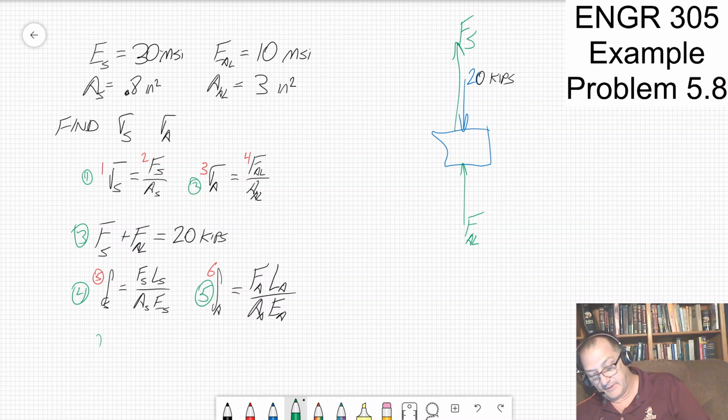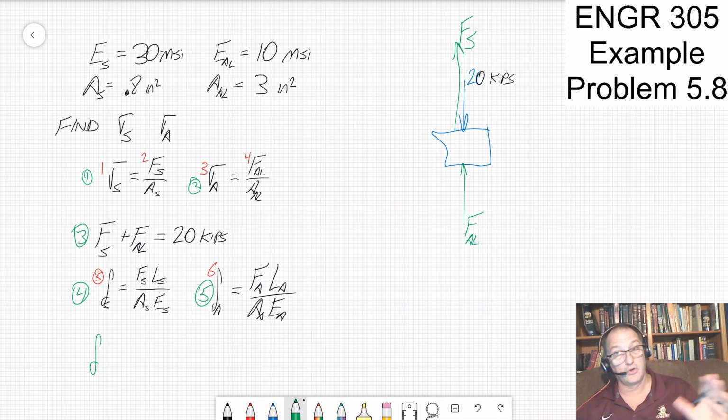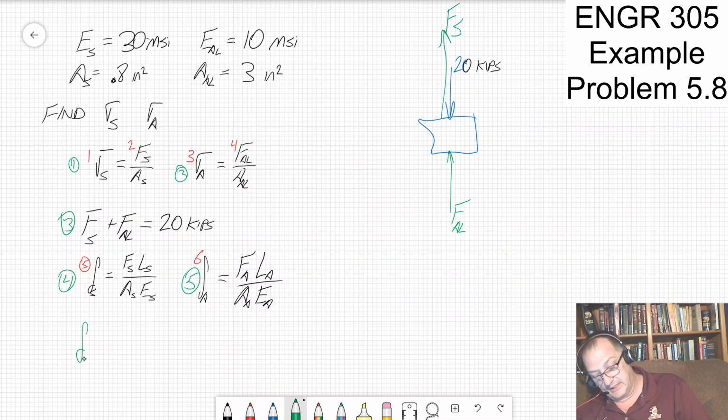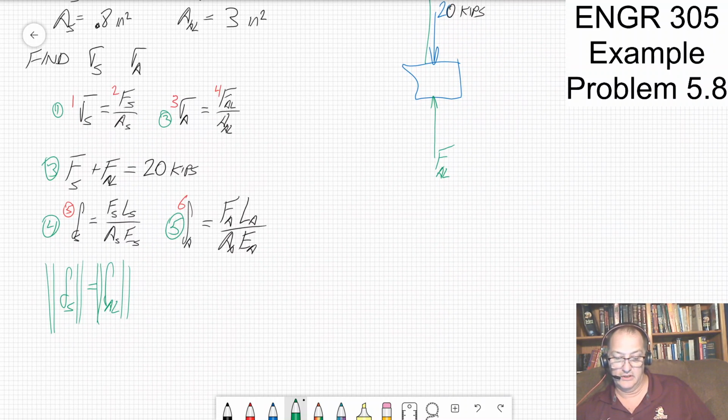We can track our signs very carefully, or we could go a little slipshod. But I do know that delta in the steel is equal to the deflection of the aluminum. And I might choose to write this in absolute value so that now everything is positive. The reality is if I didn't do absolute value, I could track back and I could say one force is positive, one force is negative.